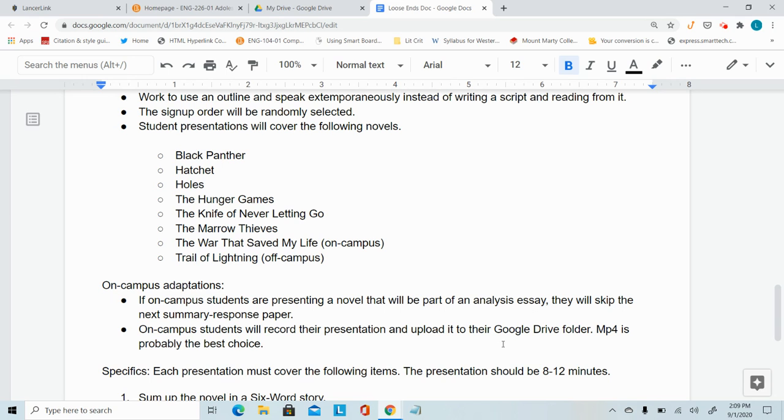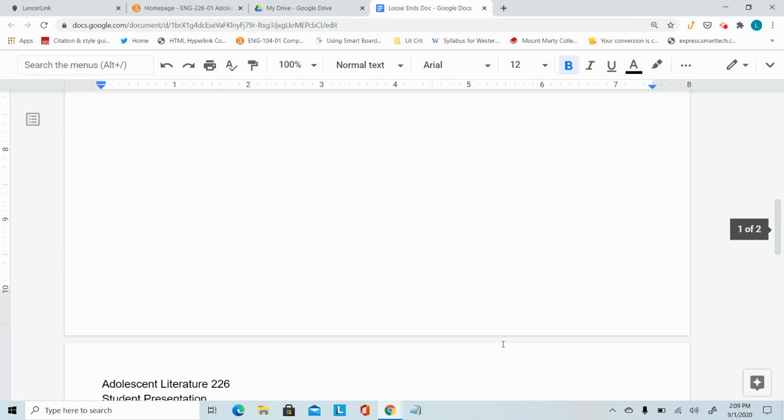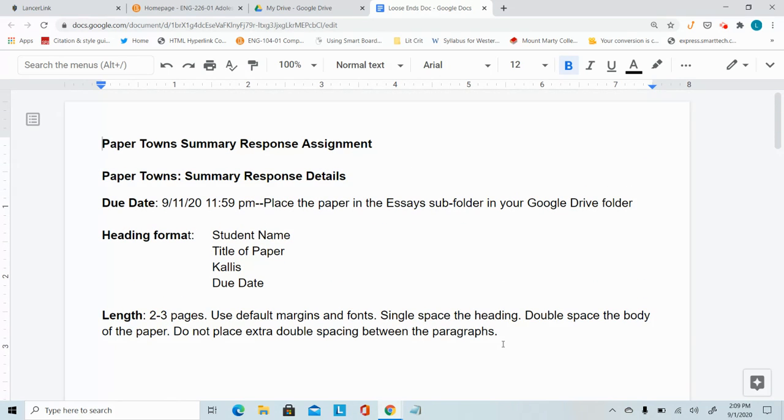Okay? Again, if you have any questions, please let me know. And again, please double check one more time. Remember the due dates here on Paper Towns. It's due the 11th at 11:59 p.m. The 12th is a Saturday. I would like to start correcting as soon as possible on that Saturday.